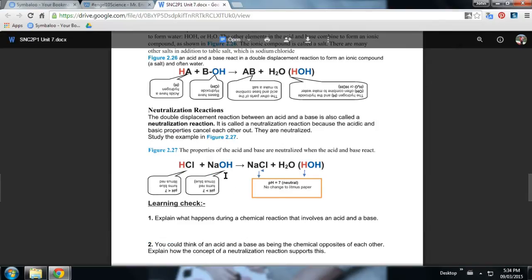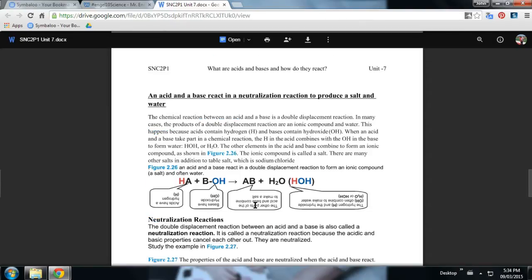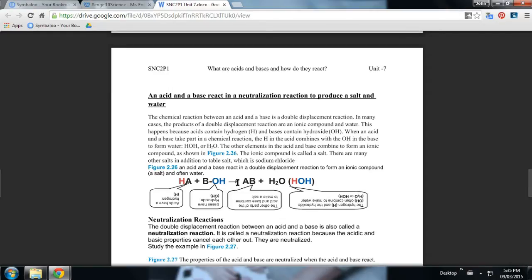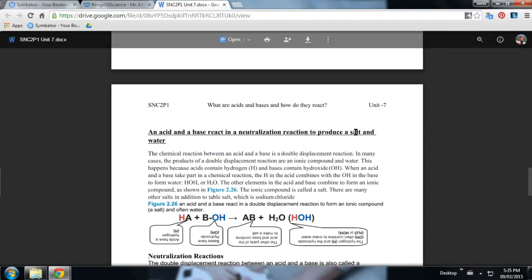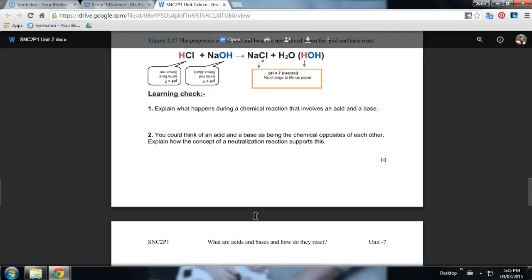This explains what happens in a reaction where an acid and a base come together. It's a double displacement reaction. We learned about those in Unit 6, so if you don't know what a double displacement reaction is, you need to go find out from Unit 6. A neutralization reaction is a kind of double displacement reaction that involves an acid and a base, because when an acid and a base come together, they neutralize. When it has an acid and a base in it, it's called a neutralization reaction. When they go through that reaction, they produce a salt and water, and this shows you how that's done.